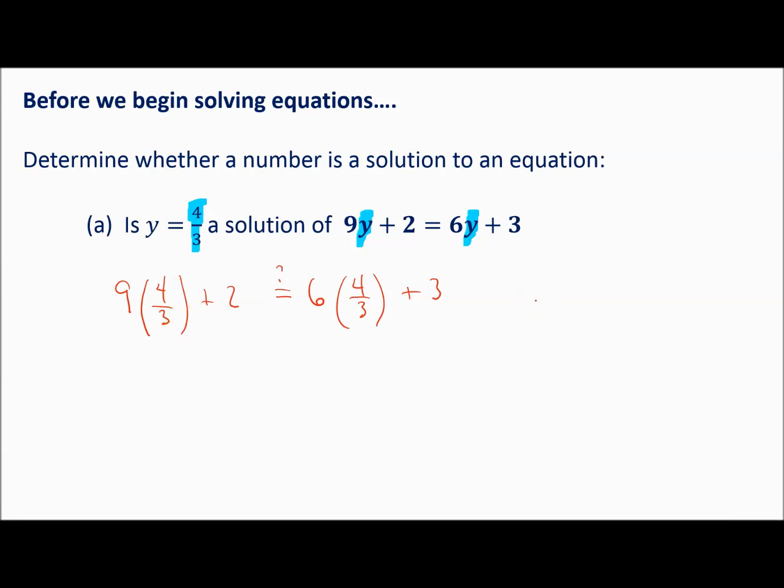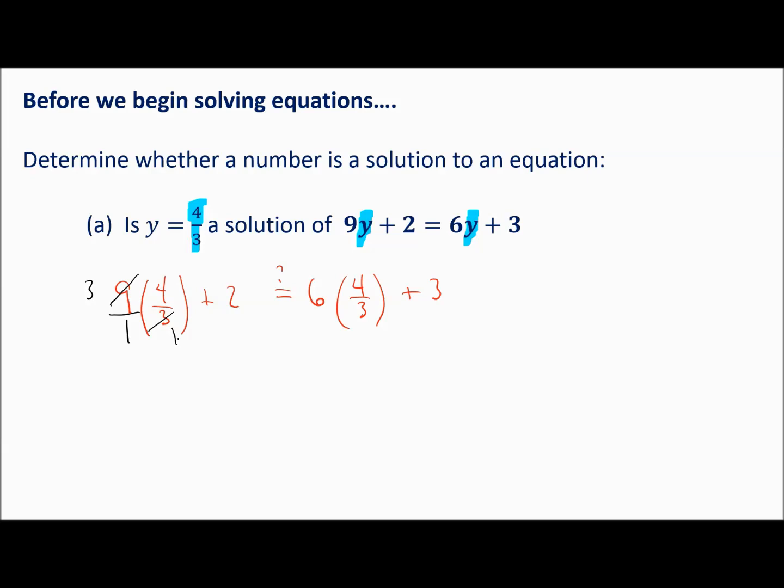Now remember, to multiply fractions, the first thing that would help is if I put that 9 over 1. We know the rule for multiplying fractions is numerator times numerator, denominator times denominator. So you can say that's 36 over 3. But what I like to do is cross-cancel numerator and denominator if I can. So this 3 and this 9, 3 goes into 9 3 times, right? 3 goes into 3 once.